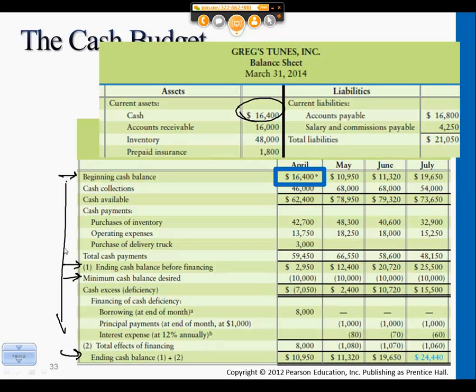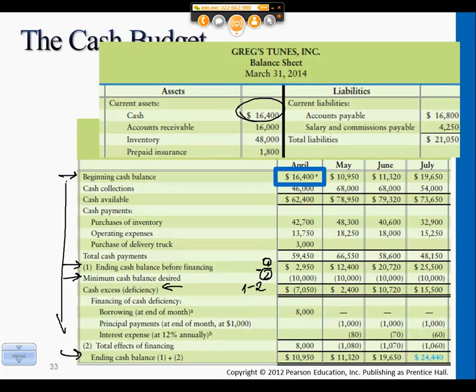What does it mean? Our ending cash balance is 2,950, and then we have a minimum cash balance desired of $10,000. It means that we're falling short by $7,050, right? What is required? So the cash excess or deficiency is the next line, right here. This is the number you took, and then you subtracted the second number, so this is 1 minus 2, okay? That's your $7,050. That's your deficiency.